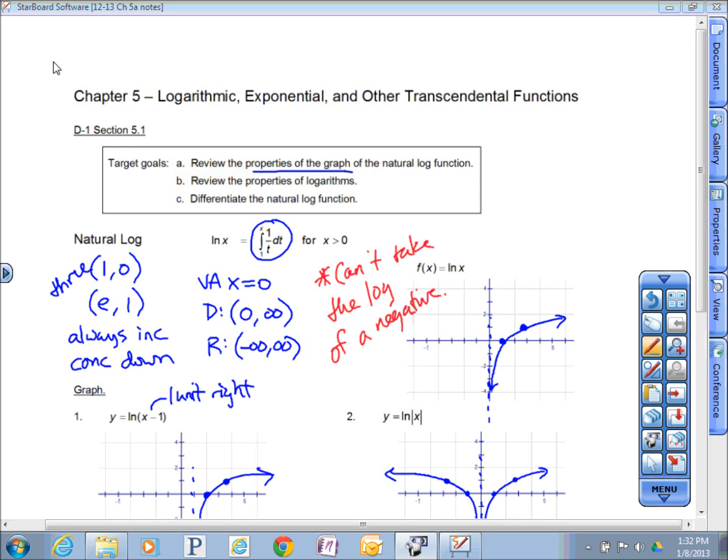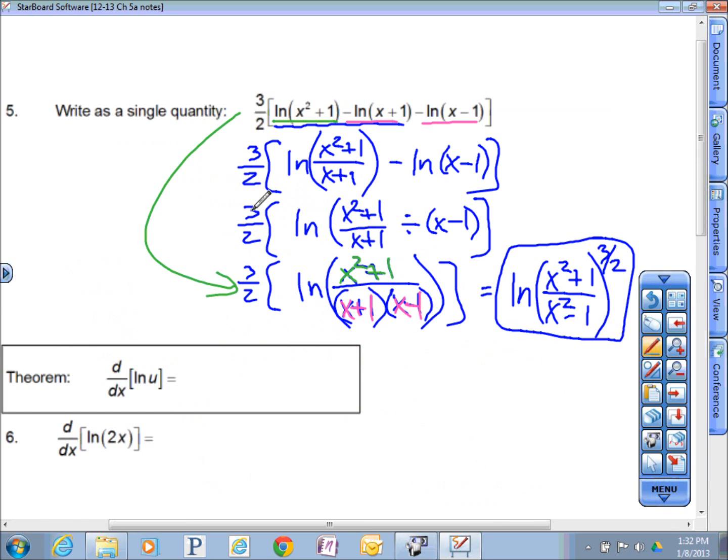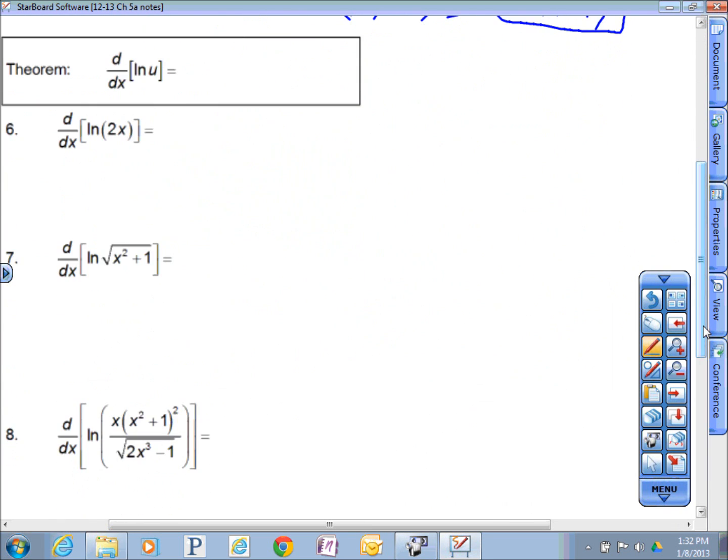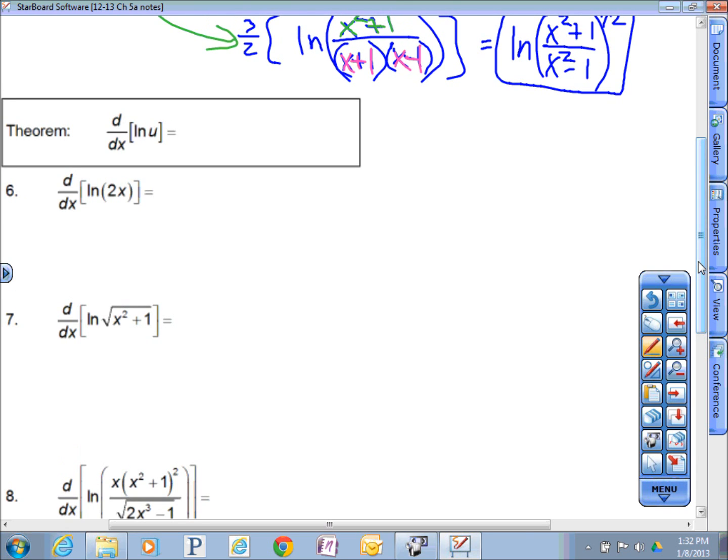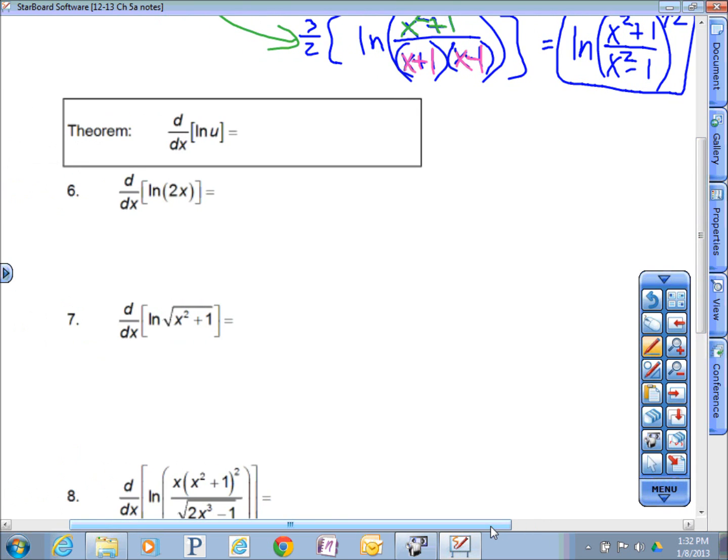The last goal on this particular day, or this first day of Chapter 5, is to learn how to differentiate the natural log functions. Quick review, differentiate, I think that has something to do with taking a derivative. So we're going to jump to problems number 6, 7, and 8, and we're going to now try to take the derivative of a natural log. Well, the derivative of natural logs is going to be one of your favorites. It's kind of a nice thing to have to deal with.